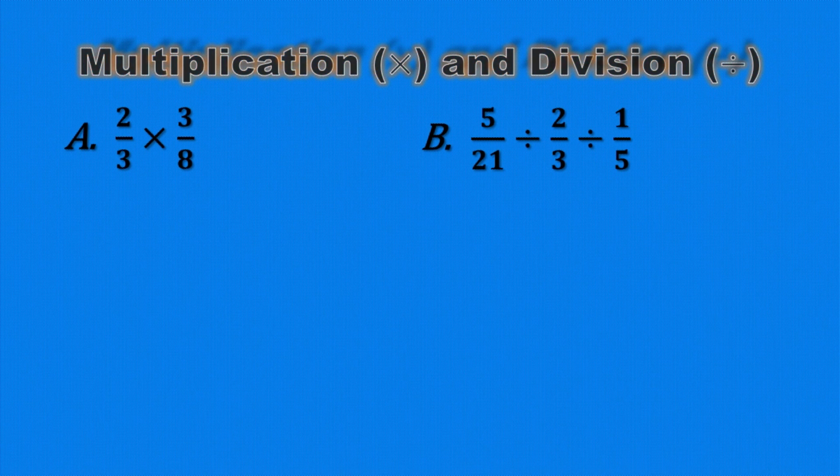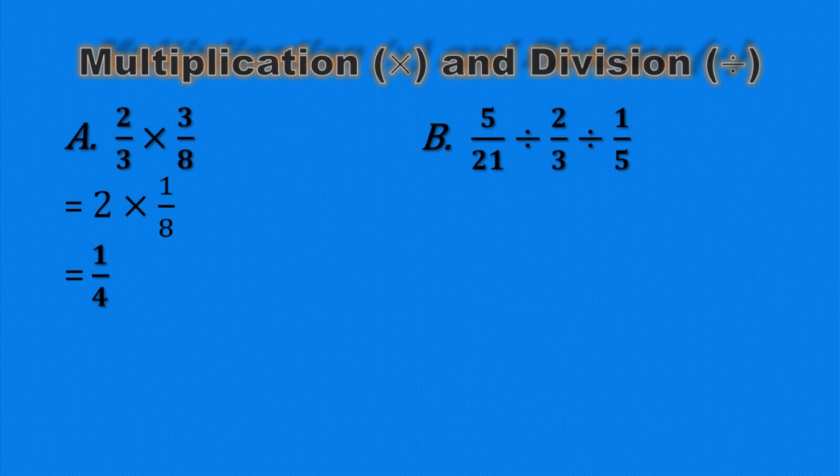Okay, time for some more examples to further understand the concept of multiplying and dividing fractions. Example A. 3 and 3 can be cross-divided, so they are out. 2 divided by 8 is a quarter, and that is the final answer.